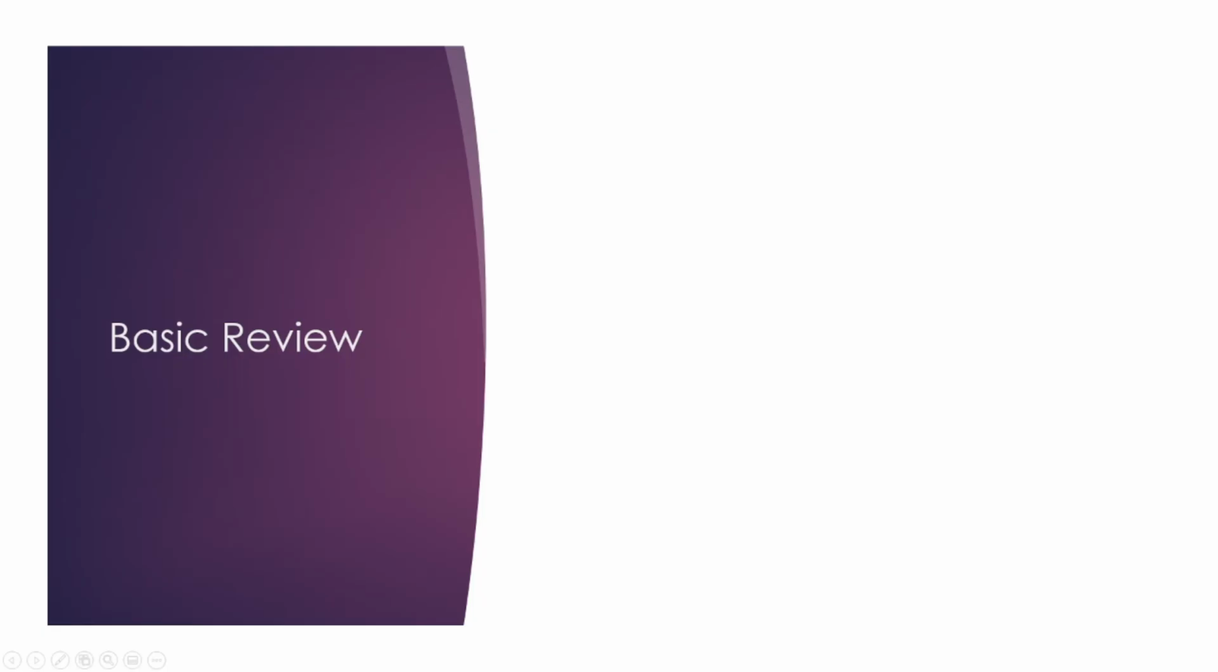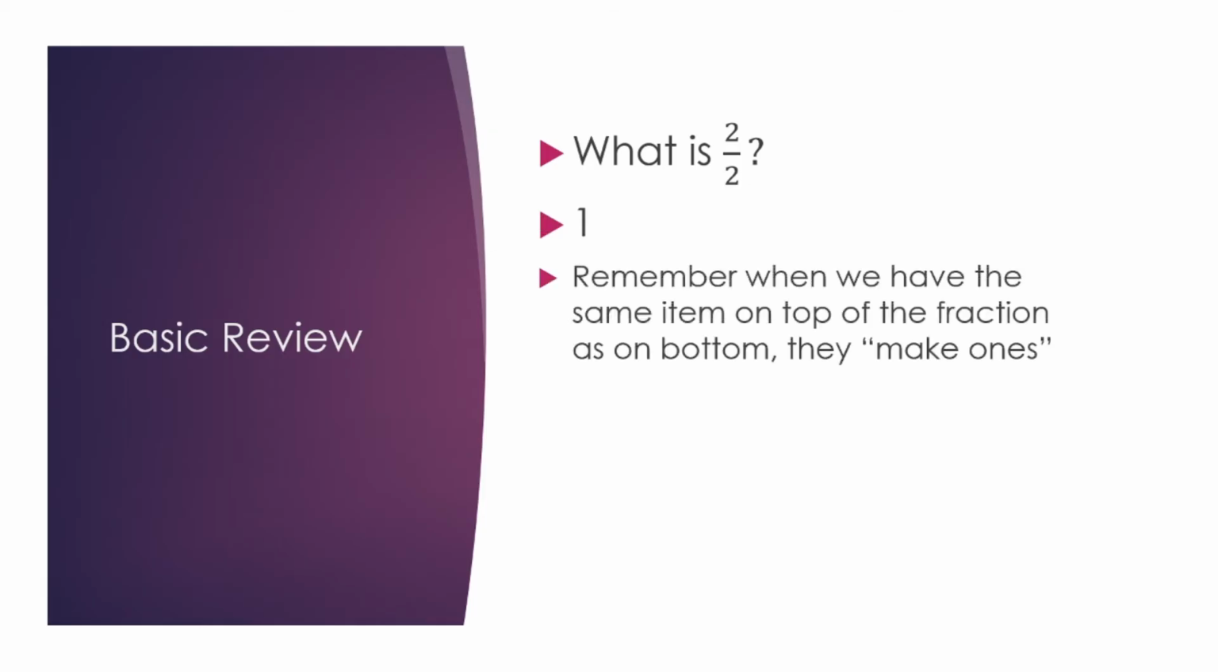So that was all about product of powers, and now we're going to move on to quotient of powers. And to do that, we have to have another basic review. So the first question I ask is, what is 2 divided by 2? If you said 1, you're correct. Remember that when you have the same item on top of the fraction as on the bottom, they make ones. Some people call that canceling out, but we're going to say they make ones.